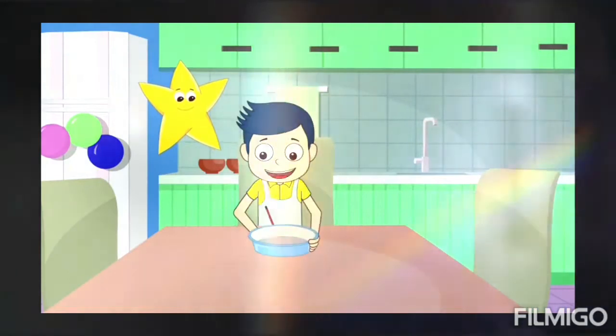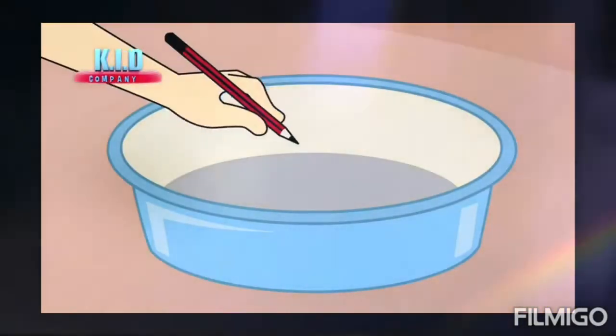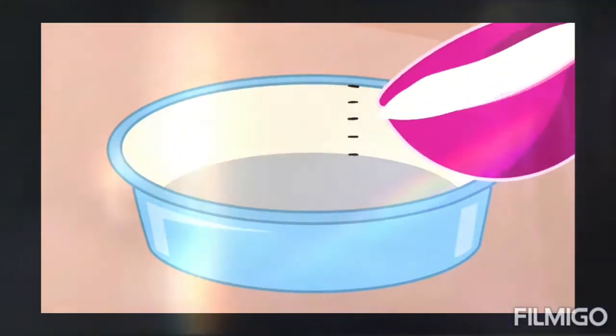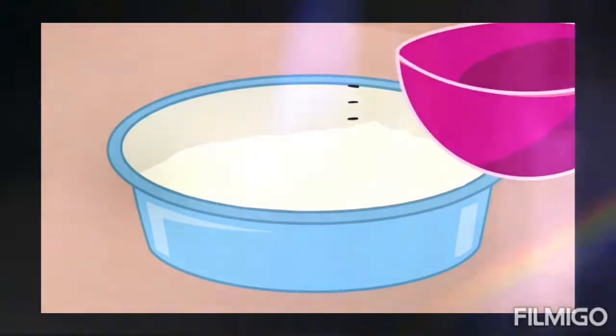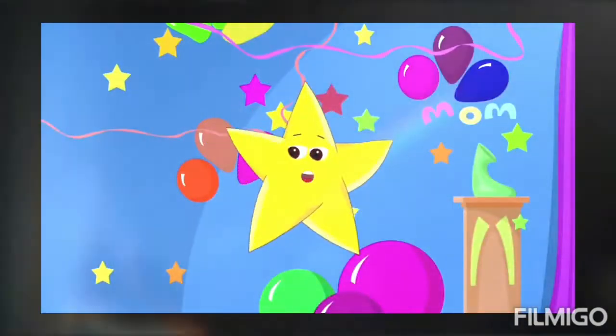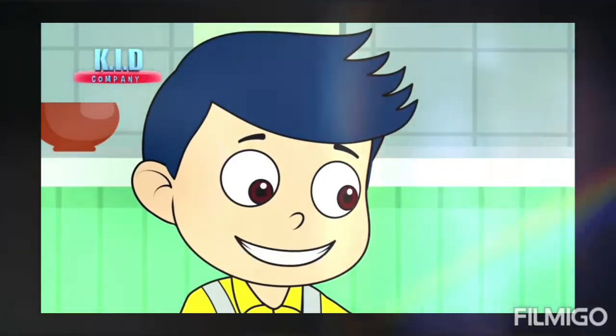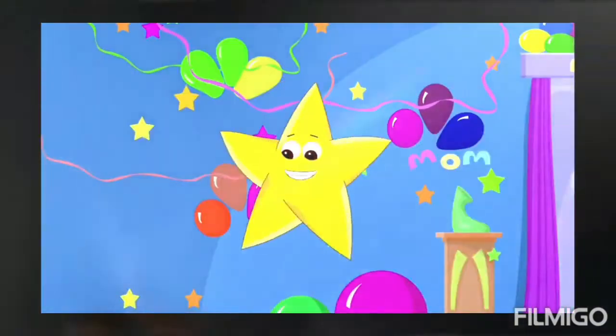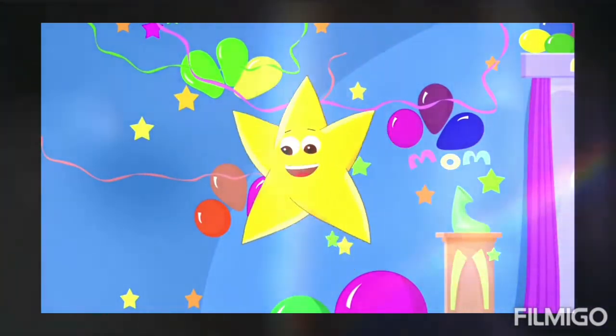So Dhruv, here we have a half kg mold. Let's fill 1/4 of the mold with soft butter. 1/4 of the mold with butter. 3 upon 2 teaspoons of vanilla essence. 3 upon 2? Upon 2? That is not correct. How can there be 3 equal parts out of 2 equal parts? That is an example of an improper fraction.